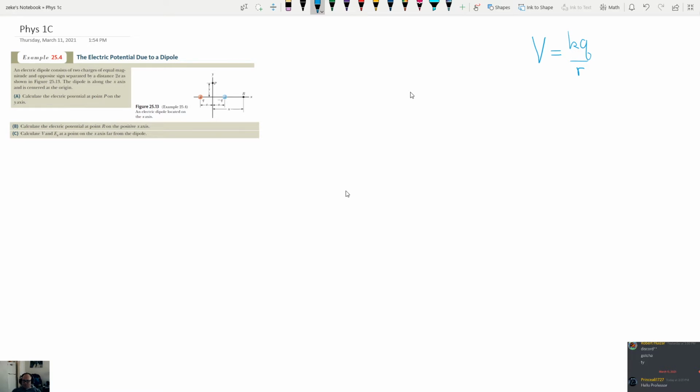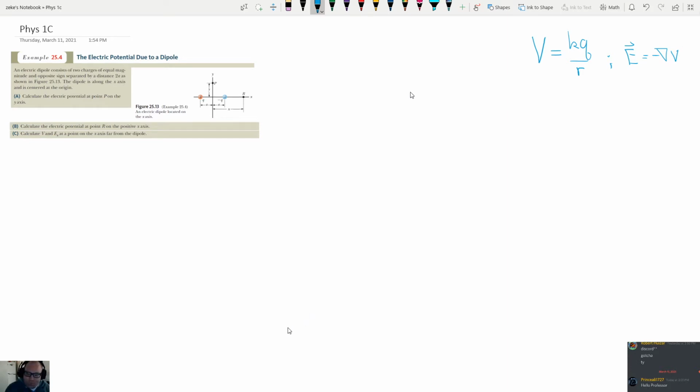Okay, so we want to do this problem right here. It says an electric dipole consists of two charges of equal magnitude and opposite signs separated by a distance 2a. That's what's going on in this picture. The dipole is along the x-axis and is centered at the origin. We want to calculate the electric potential at a point P on the y-axis and then at a point R. Then we're going to use that to find the electric field, because the other thing we learned last time is that if you know the electric potential, you can find the electric field at any point by taking the gradient of the potential.